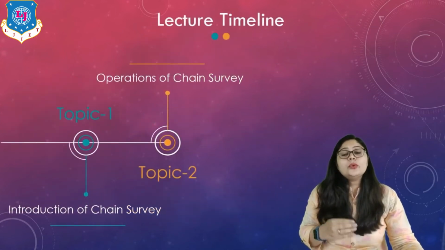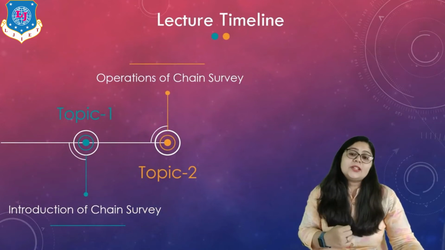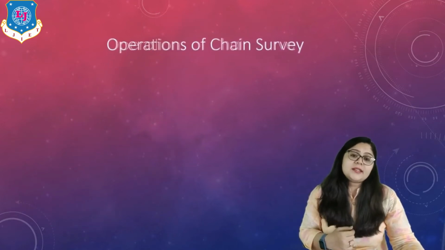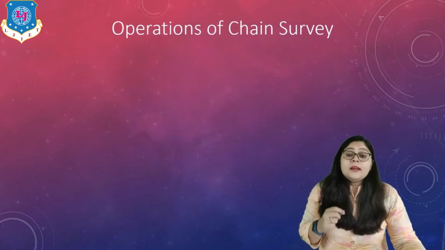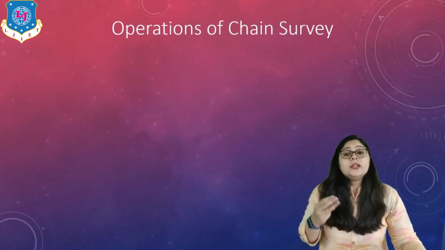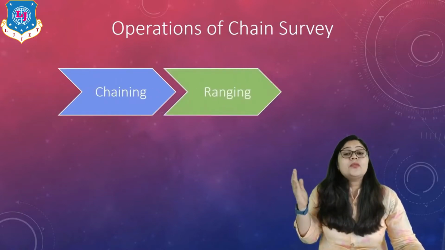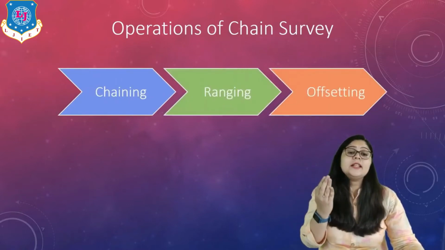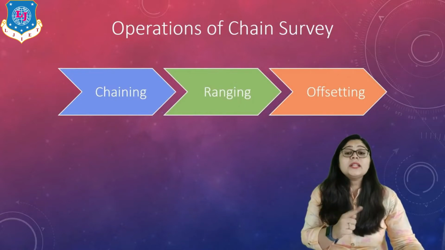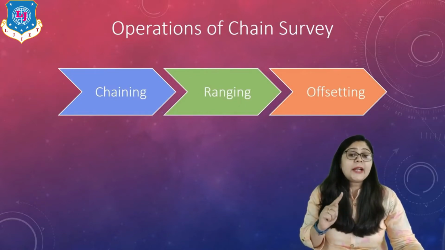Now let's move to the second topic for today's lecture, which is operations of chain surveying. Generally, chain survey is divided into three operations, in which first one is the chaining, second one is the ranging, and lastly the offsetting. These all three terms are very useful and practically applicable when we go to the field, right? So let's discuss first the chaining.